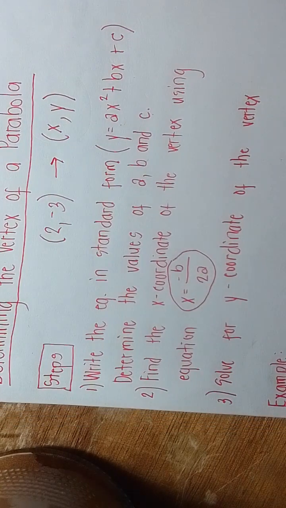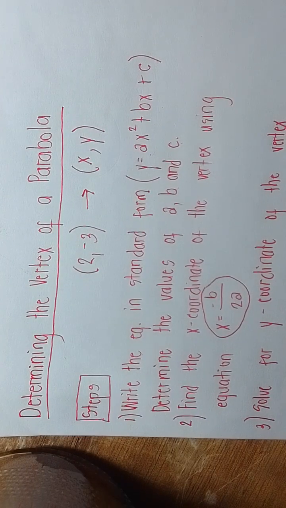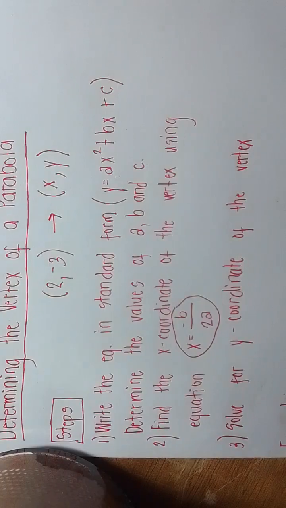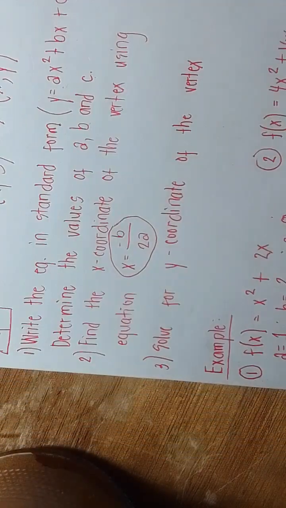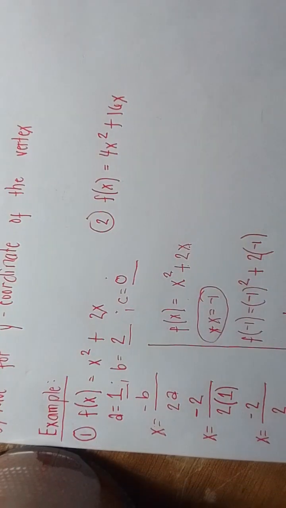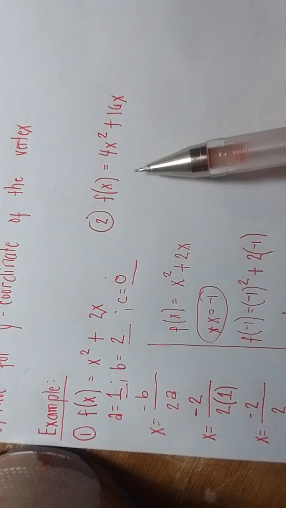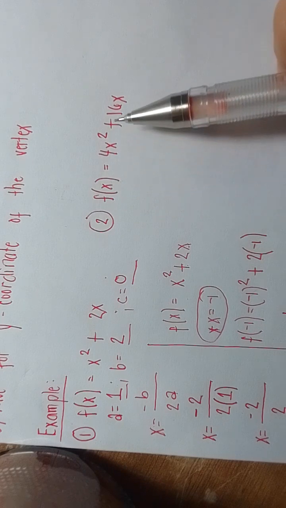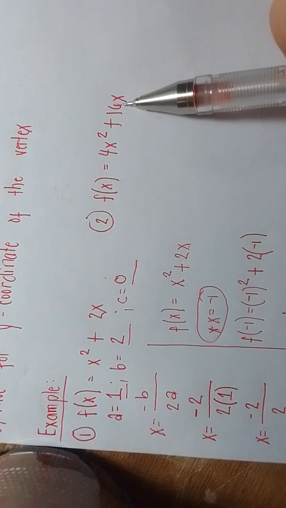Hello students, I'm back for another example of determining the vertex of a parabola given the quadratic equation. So, proceed to number 2. I have here the given equation f of x is equal to 4x squared plus 16x.